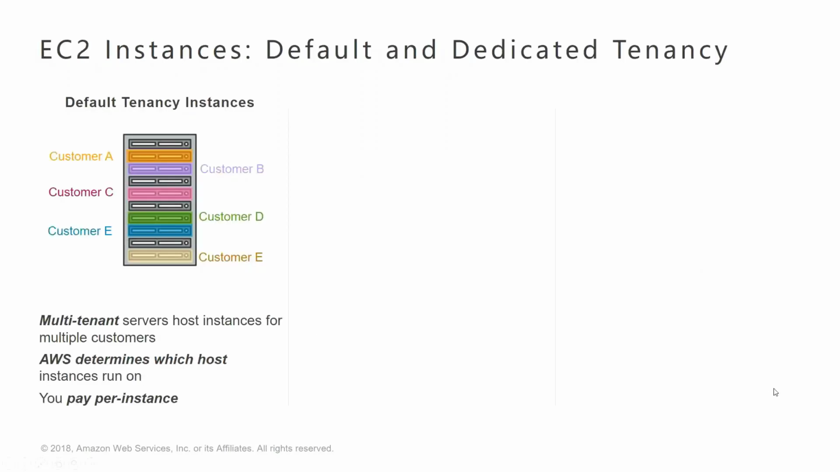So before I go further discussing how you do this, I want to go over some basics about EC2 instances. The first concept is what we call a default tenancy instance. This is what you probably most associate with EC2. These are multi-tenant servers, and each physical server hosts different customers. AWS decides which host your instance is going to run on, and you're going to be paying, again, per instance.